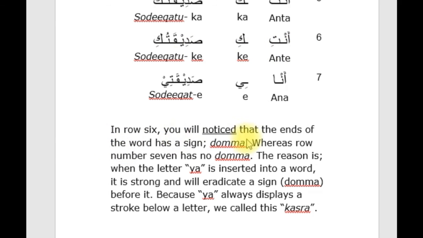In row 6, you will notice that the end of the word has a dhamma sign, whereas row number 7 has no dhamma. The reason is that when the letter ya is inserted into a word, it is strong and will eradicate the dhamma sign. So once there's a ya, you need to eradicate the dhamma sign. You should not put a dhamma here, because ya always displays a stroke below a letter. We call this kasrah.